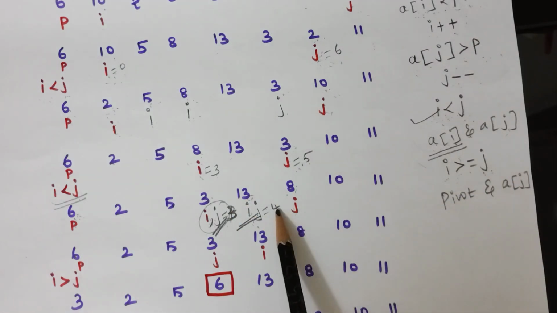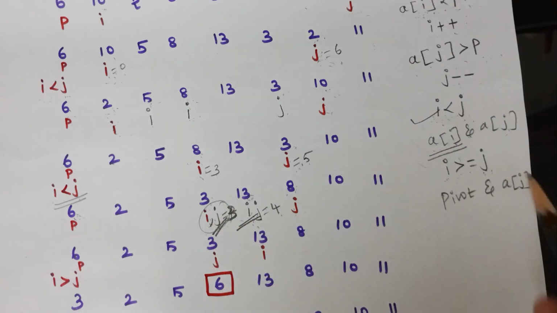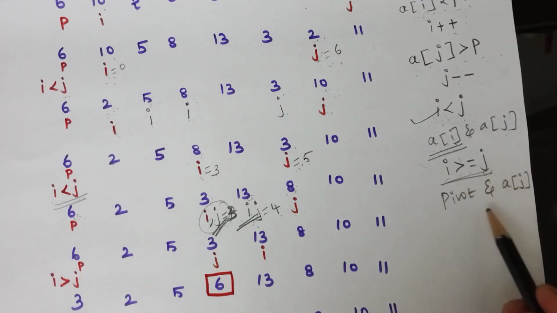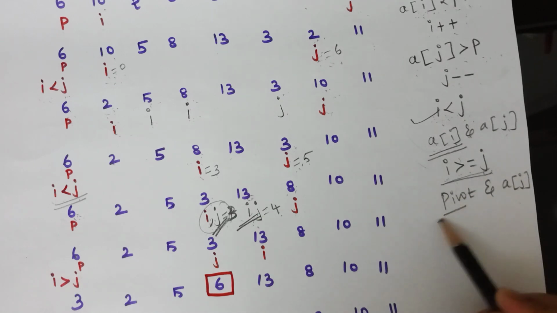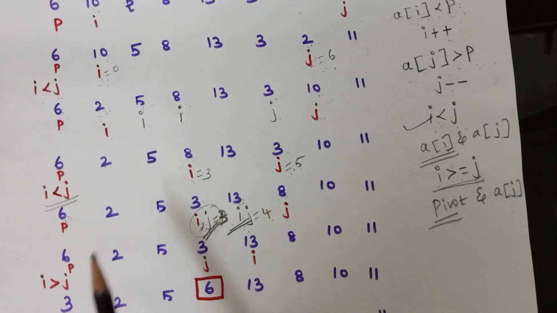So now the i index value is greater than the j index value. If this is true, then what are the elements we need to swap? The pivot element with a of j. So now what is my pivot element? The pivot element is 6.